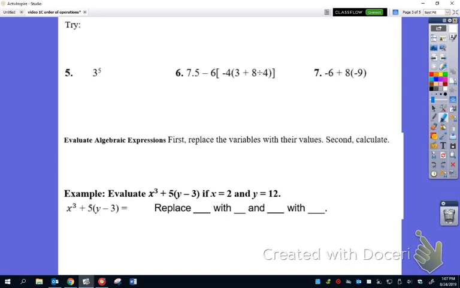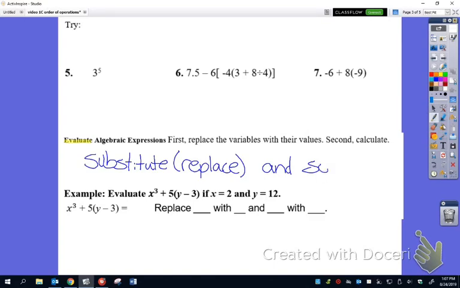Now, when I evaluate, that means I'm going to replace. So I'm going to substitute, or replace. You'll hear that word substitute, like when you have a substitute teacher, it's someone that's filling in for me. So substitute means to replace. So we are going to substitute a number in for a variable, and we're going to solve it.